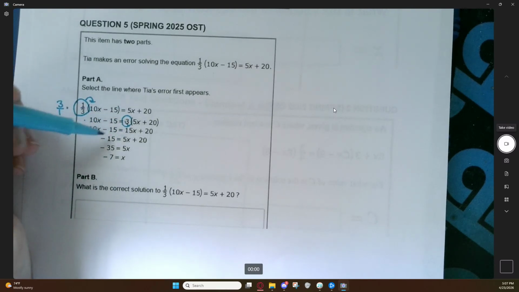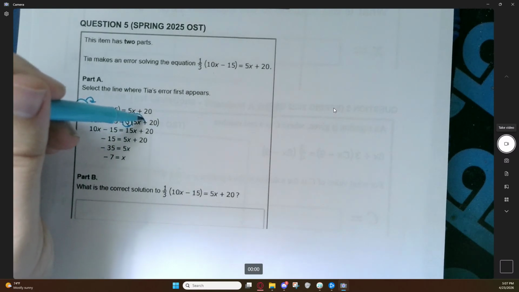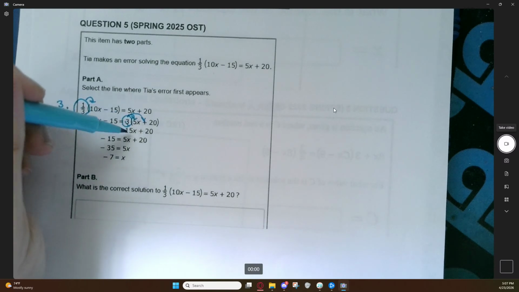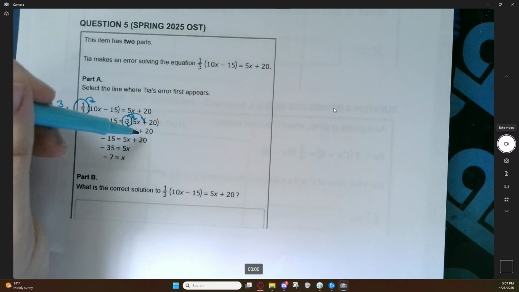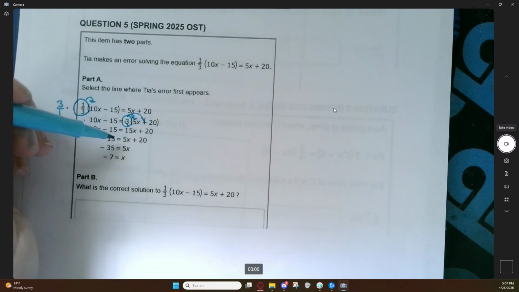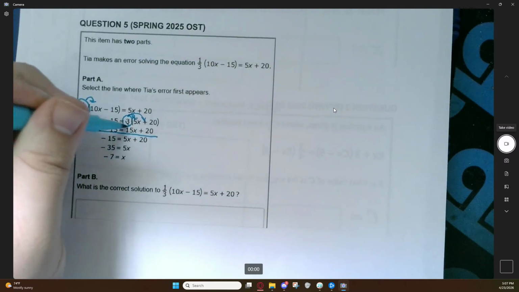Okay. So then you would distribute this 3 to this parentheses. So 3 times 5x would make 15x. 3 times 20 would make 60, not 20. So here is where our error first appears.